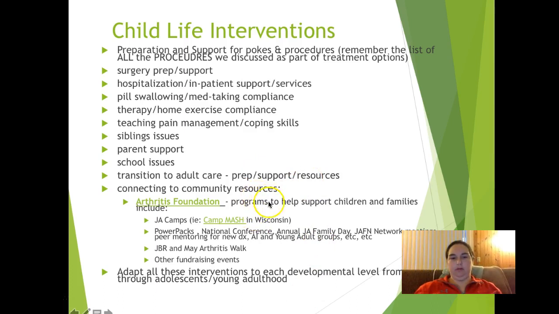Connecting to community resources. So again, what we've talked about with other chronic diseases, one of the best things we can do is connect them with that nonprofit that has community resources in their area, whether that's the Cystic Fibrosis Foundation, the JDRF for diabetes, the Crohn's and Colitis Foundation, that they can help provide a lot of family support and psychosocial support. So specifically, the Arthritis Foundation has camps, Camp Ashland, Wisconsin.